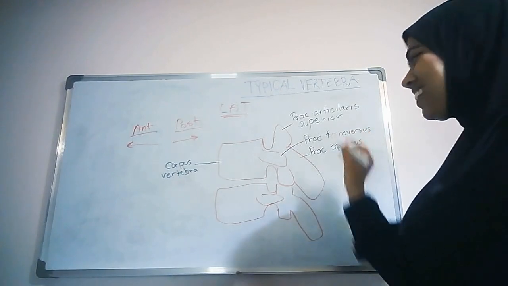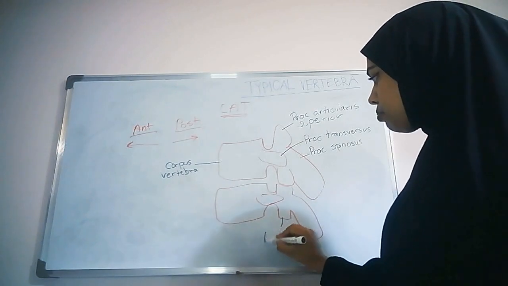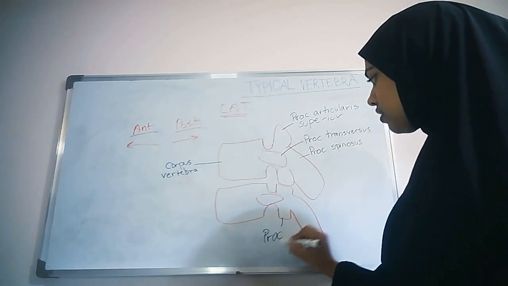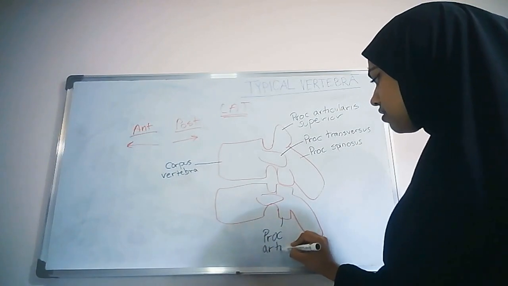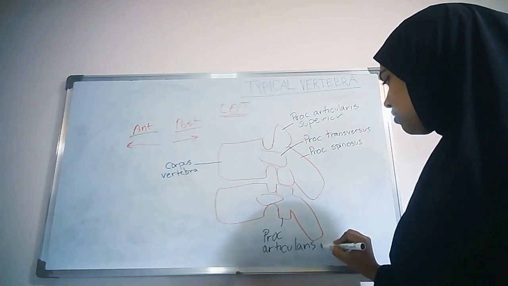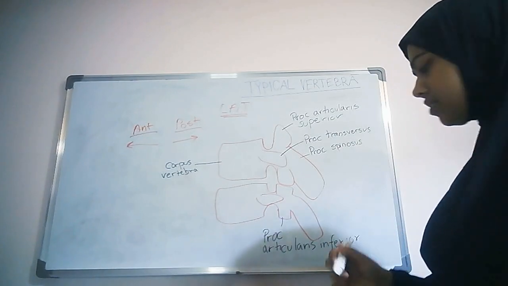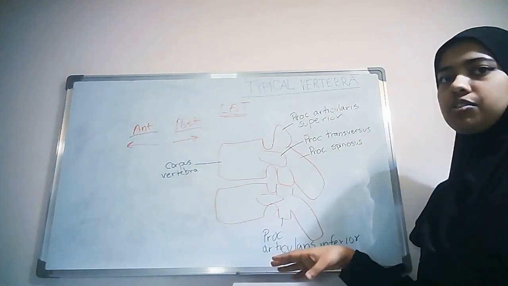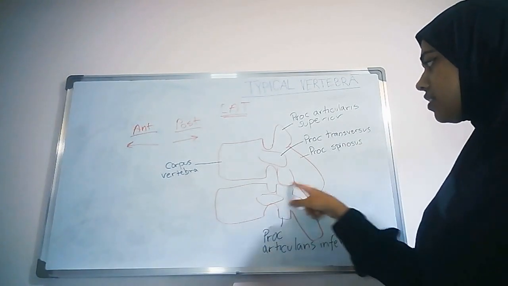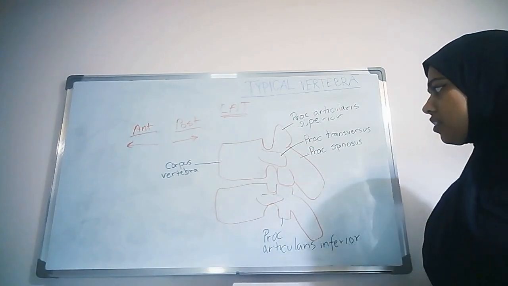Does it make sense? And the lower one will be processus articularis inferior, because this is the processus that's inferior. And as you can see, this is the joint that's been made between these two vertebrae.